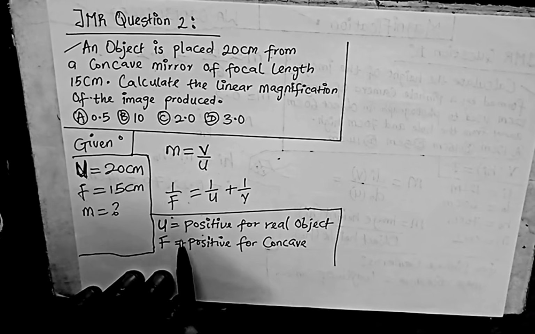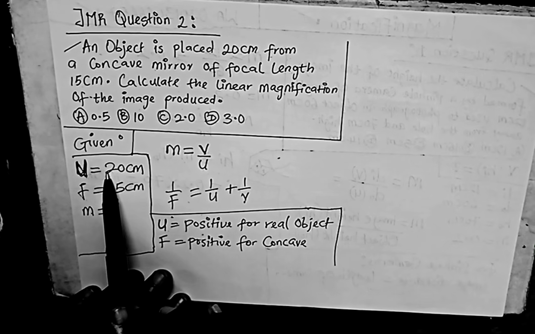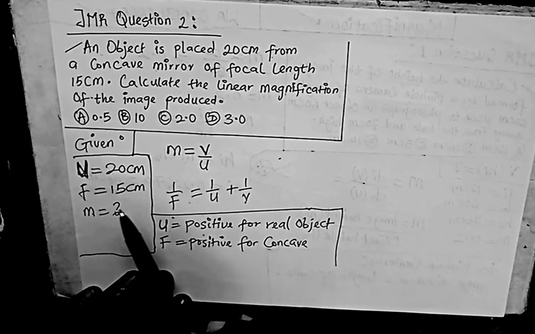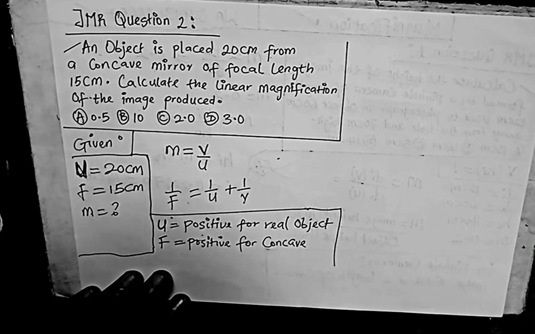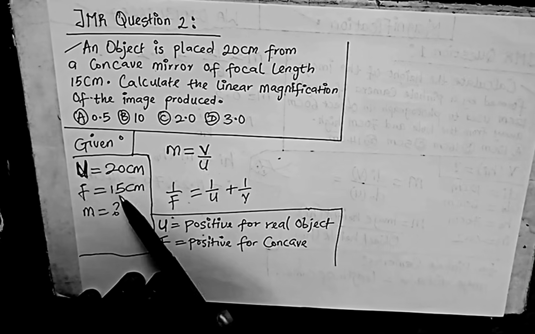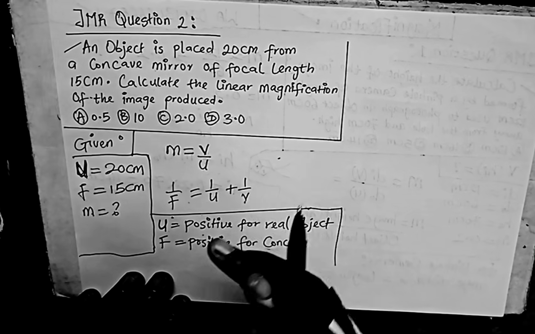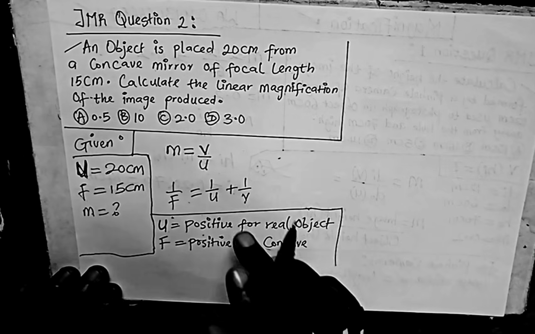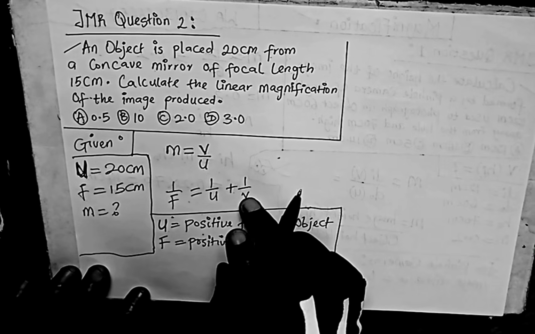So this one is positive. Here you see plus 20 and minus 20, but plus 20 and 20 are the same thing. Likewise, plus 15 and 15 are the same thing. So we just use this formula and solve. Let us make 1 over V the subject of the formula.